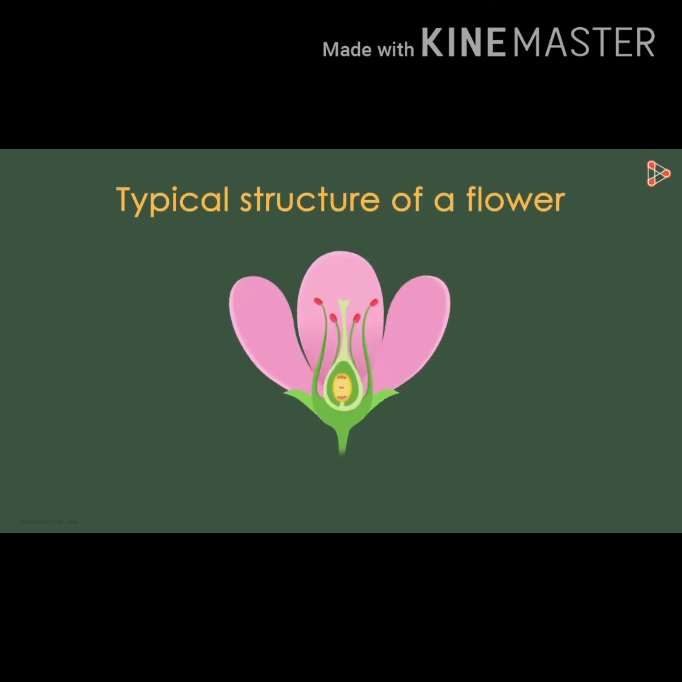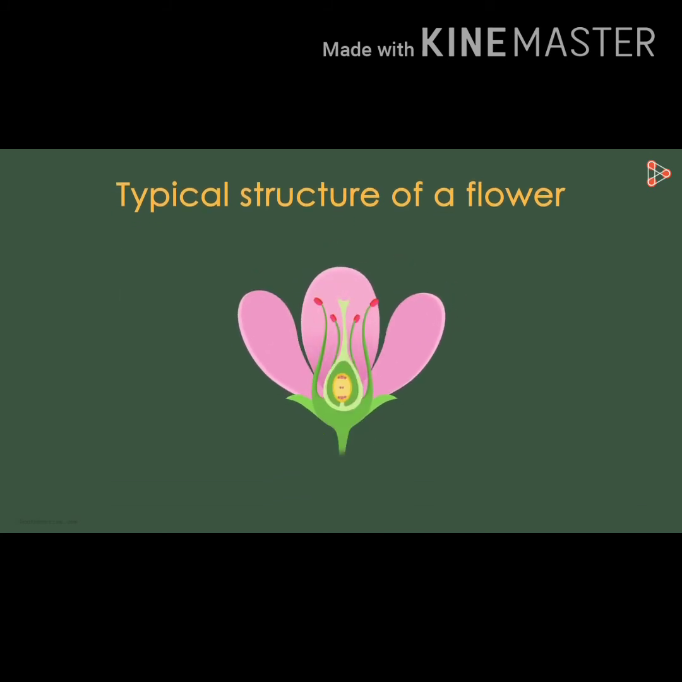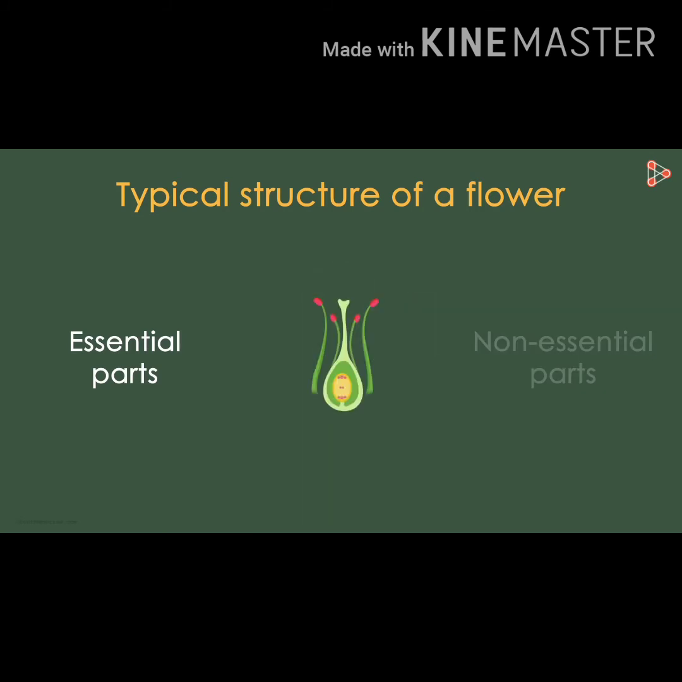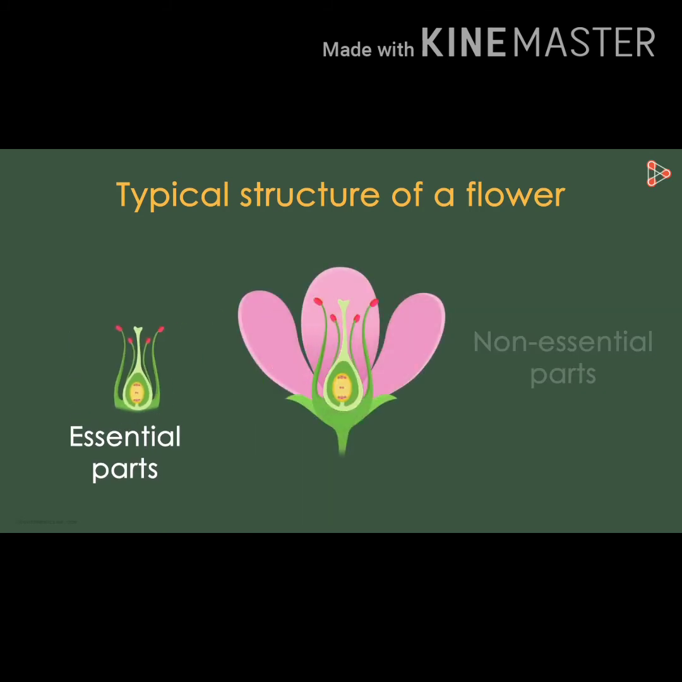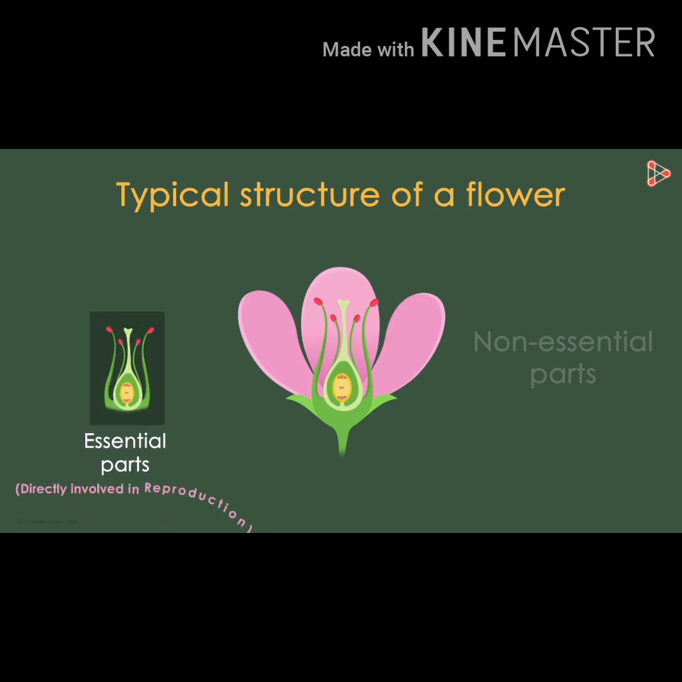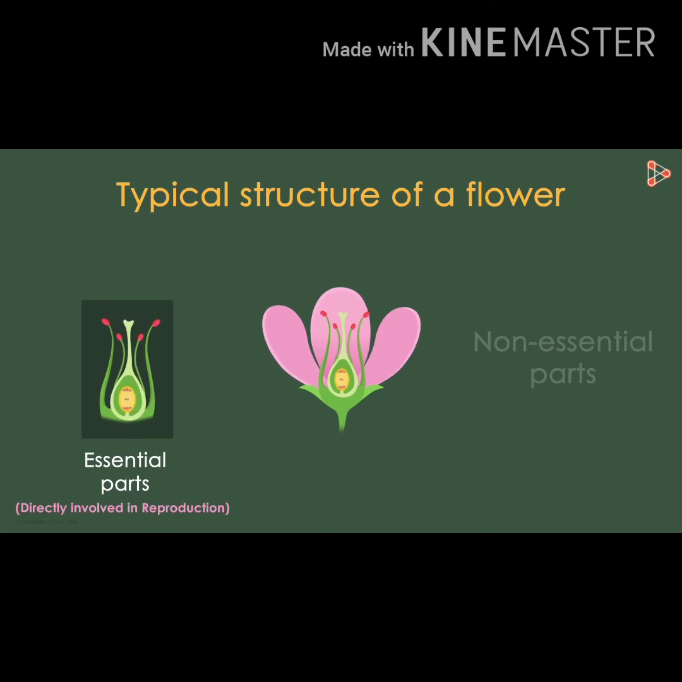Next we can study the typical structure of a flower. A flower consists of two components: the essential part and the non-essential part. What are the essential part and non-essential part? The essential part consists of androecium and gynoecium, because they are directly involved in sexual reproduction. So these parts are called essential parts.